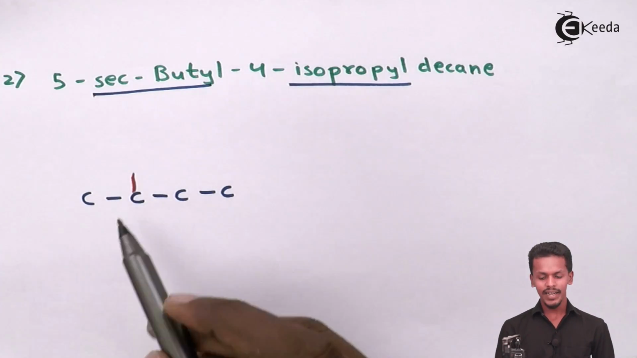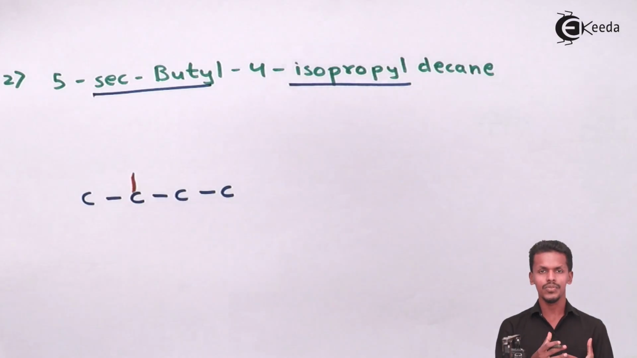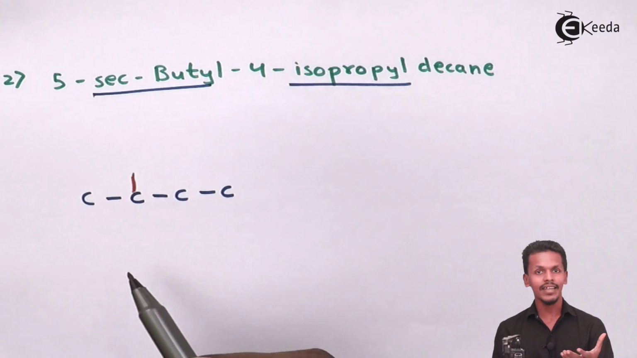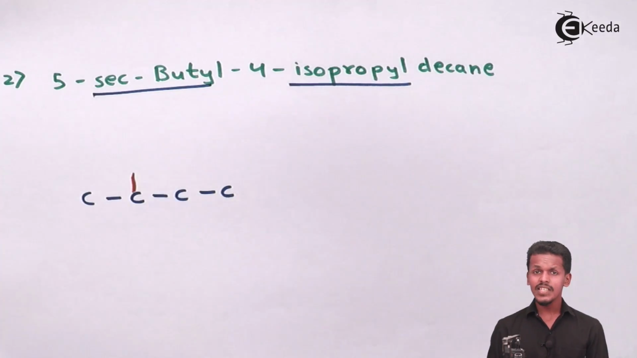So I have drawn it with a marking so as to make it clear that the bond attachment will be from the second carbon atom of this butyl group. So now this is the secondary butyl. But it is not yet complete, so we have to fulfill the hydrogen atoms also in this case.